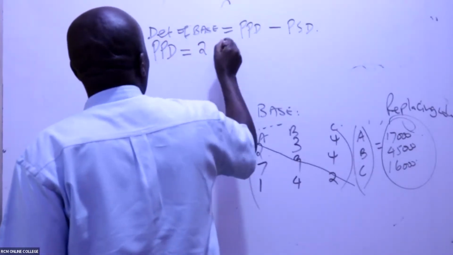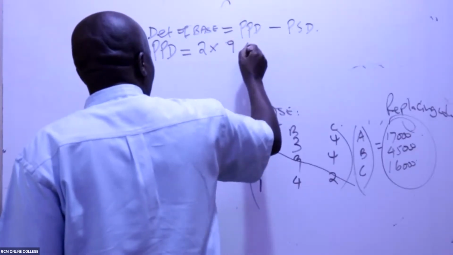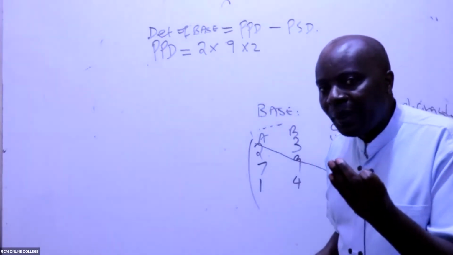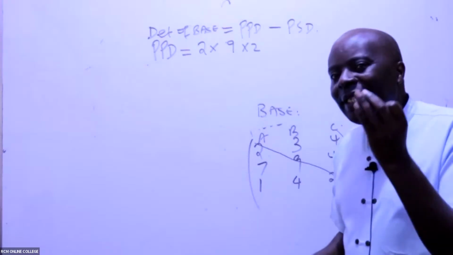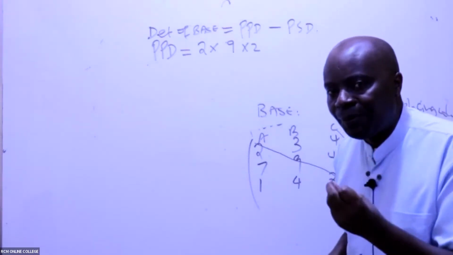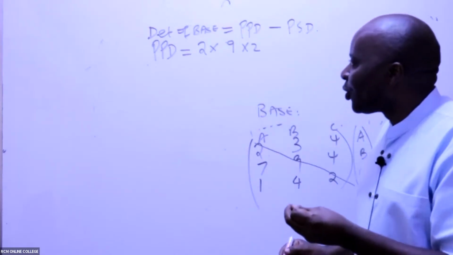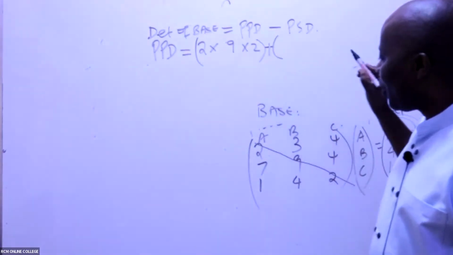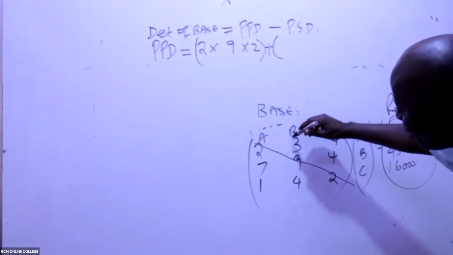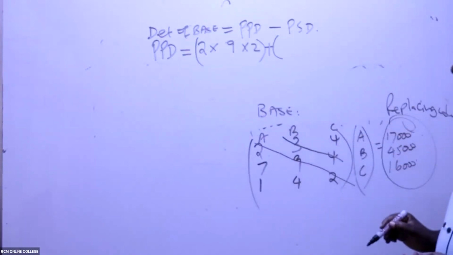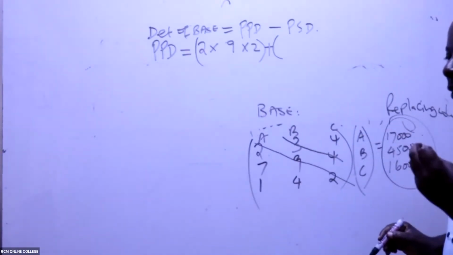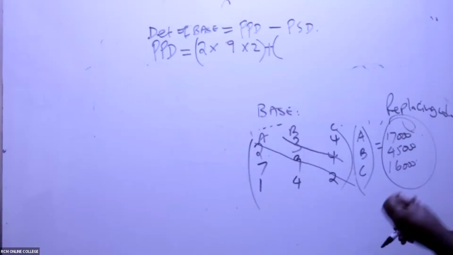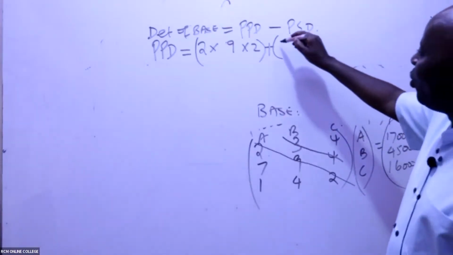So we have here 2 times 9 times 2. But you see, this is a 3 by 3 matrix. If it is a 3 by 3 matrix, it has 3 primary diagonals. These primary diagonals, you have to add all of them. So you say plus. There is one that is parallel to this, but it has only 2 elements. So I will look for the third element. It will be 3 times 4.